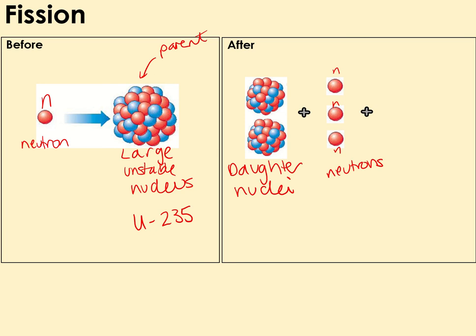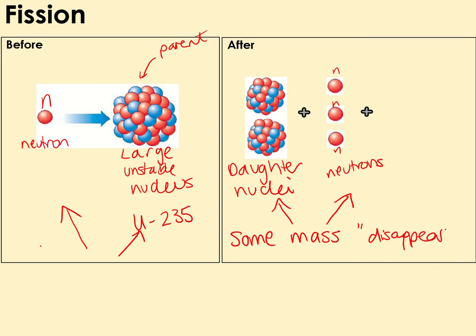If you look at the total mass of that neutron added to the total mass of that large unstable nucleus, and then add up the total mass over here, you find there's some mass missing. In this process of splitting up the large nucleus, some mass "disappears", in inverted commas. Where do we think that mass goes? Well, from Einstein's equation, that mass is converted into energy. So that's the purpose.